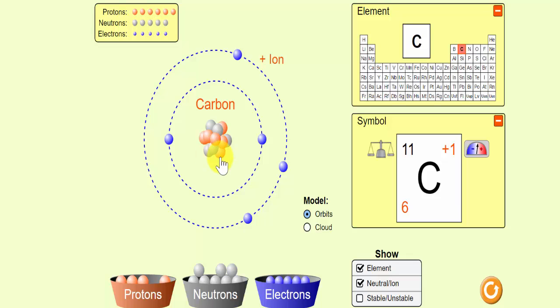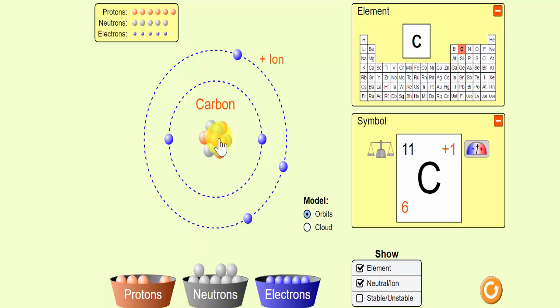Okay, so now let's compare it to something that we know in terms of the size of an atom. If the nucleus is about the size of a blueberry, the entire atom will have the size of a football stadium. So that tells you how small a nucleus is, and that tells you that the majority of the atom is mostly empty space.